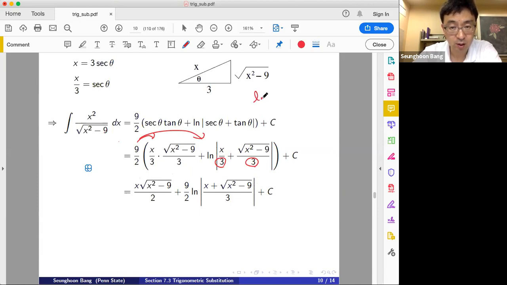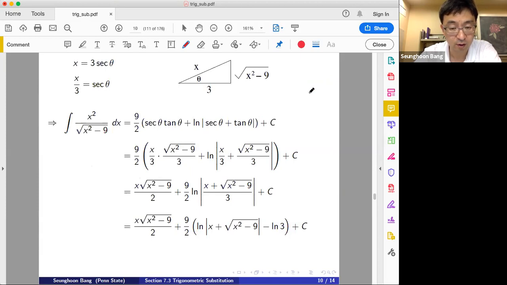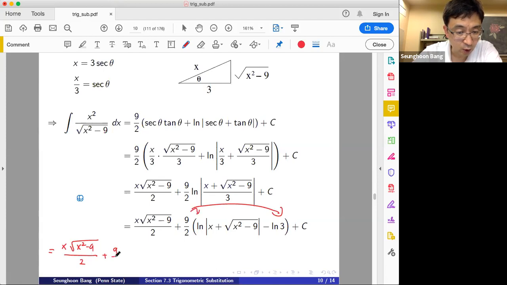Do you know this one? ln of a over b. What's that? ln of a minus ln of b. You can change it to the difference. So we have it. Next, distribute 9 over 2 to the first and the second term. So this one is x square root of x squared minus 9 over 2 plus 9 over 2 times ln of the absolute value of x plus root x squared minus 9. So 9 over 2 times negative ln 3 is negative 9 over 2 times ln 3, plus C.